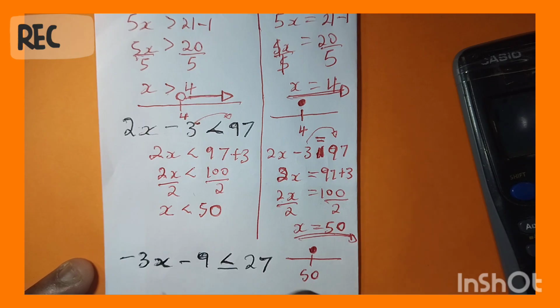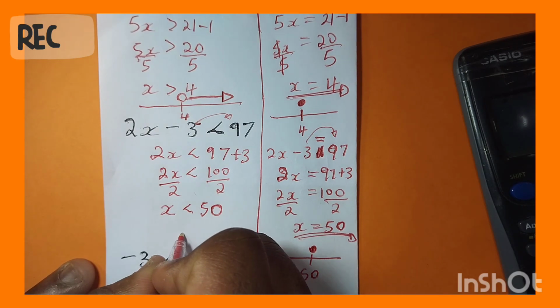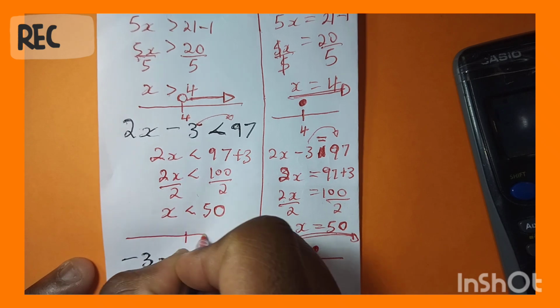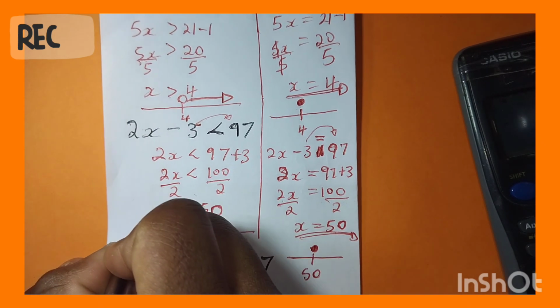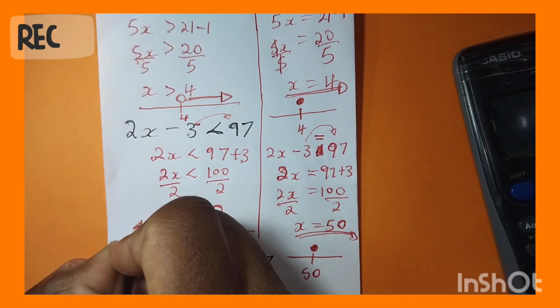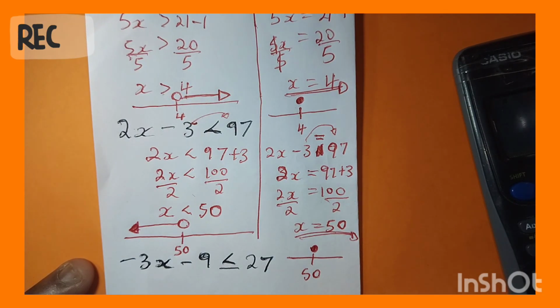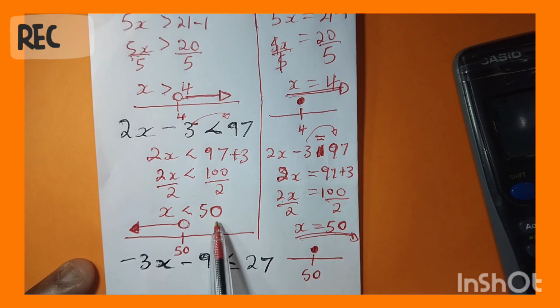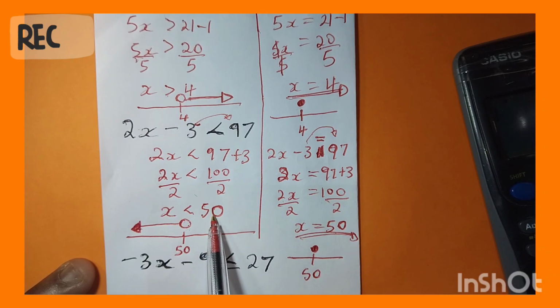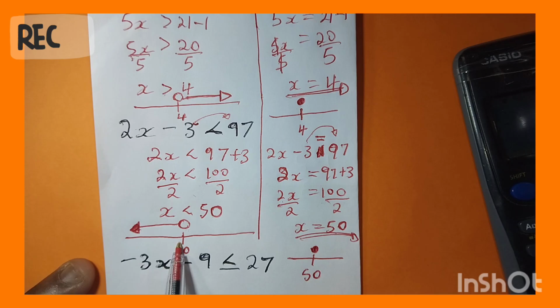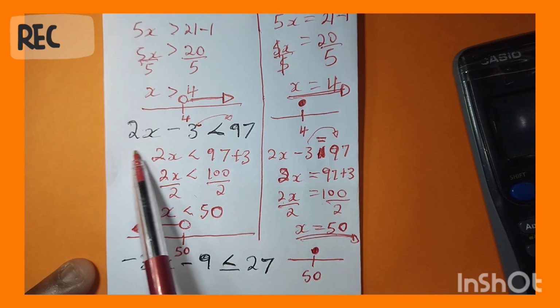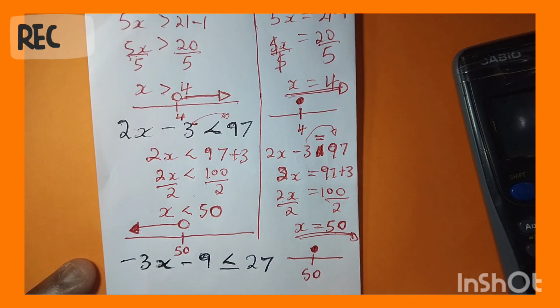So now, for you to draw a graph on a number line, you just do something like this. Here it's 50, you just draw a circle, then you point to that side. Do you see this thing? There's no need for you to shade it, because that value of 50 is not included. It means all the values of x which are less than 50 will be included in this inequality. Do you see?